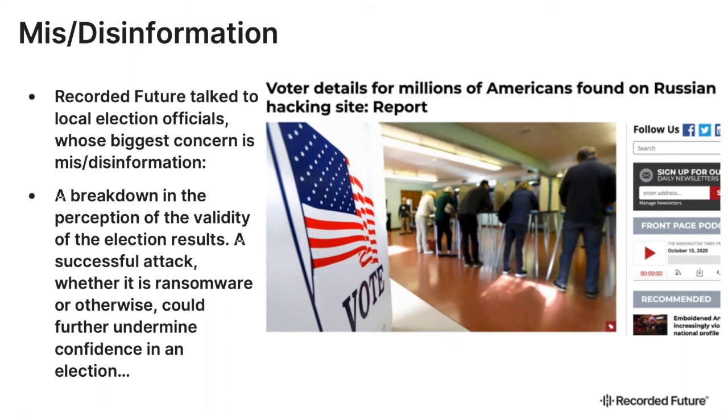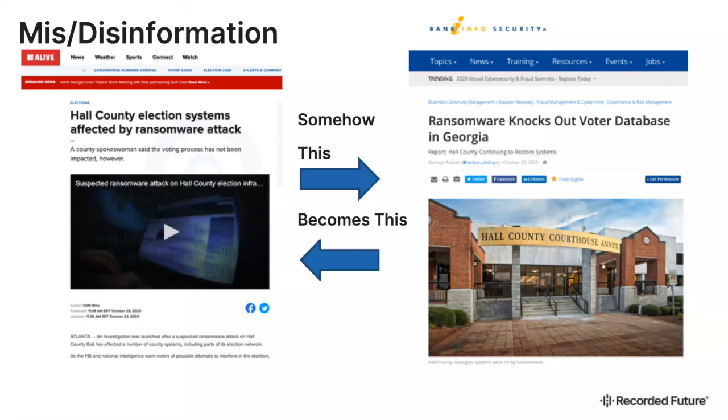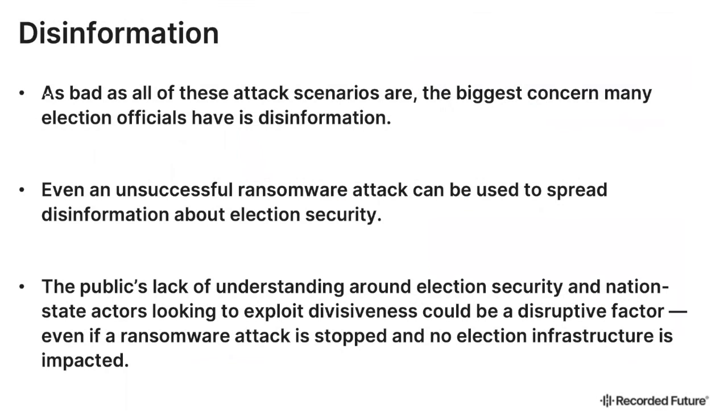That's, I mean, not great, but that's not the same thing as the sensitive details that are in a voter registration database. Same thing where, again, we saw the Hall County election systems that were infected by ransomware. So the voting process hadn't been disrupted, but somehow in some of these headlines that turned into ransomware knocks out voter database in Georgia. That's not what happened. And so we've got to be really careful about misinformation and disinformation. Rely heavily on your state secretary of state or your head election official. They're doing everything they can right now to combat a whole bunch of misinformation and bad information that's out there.